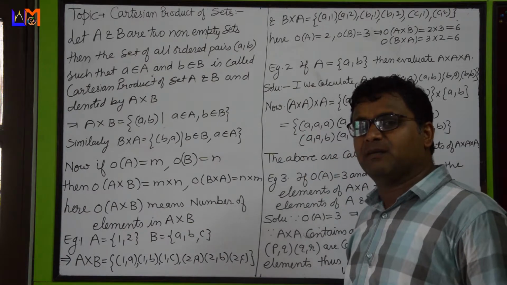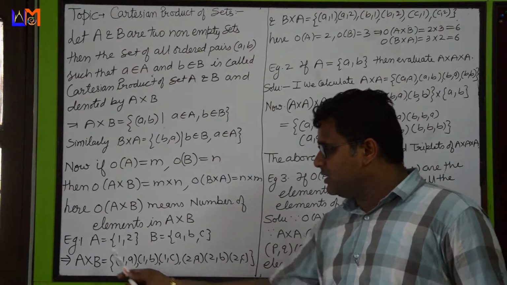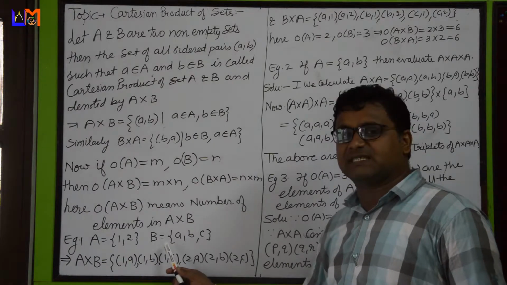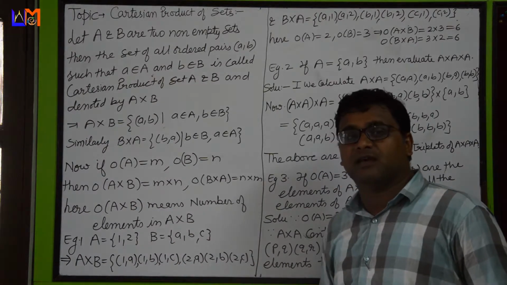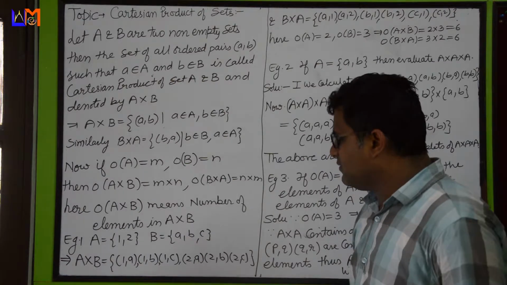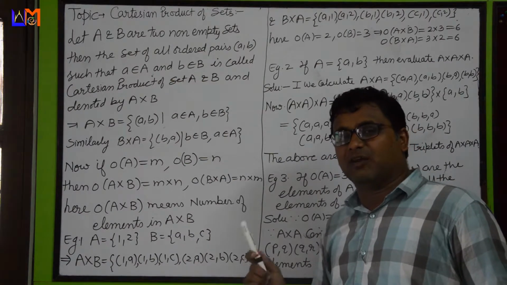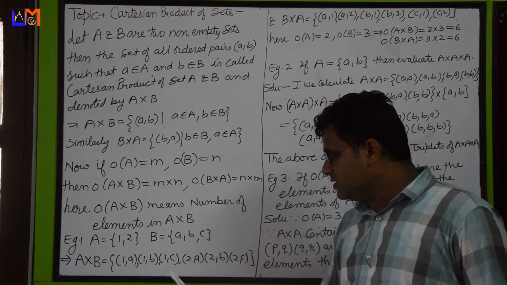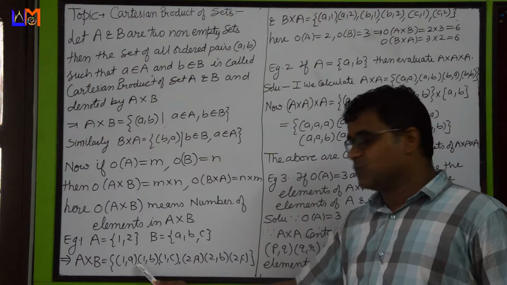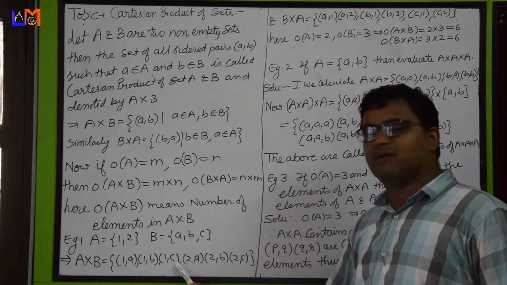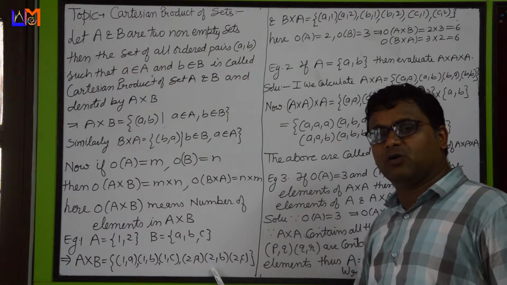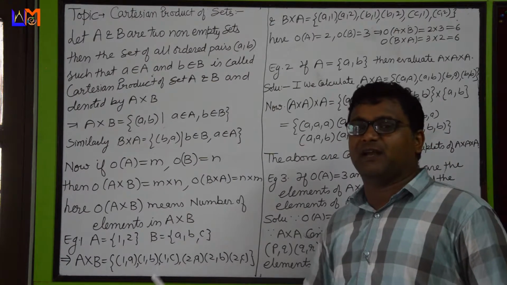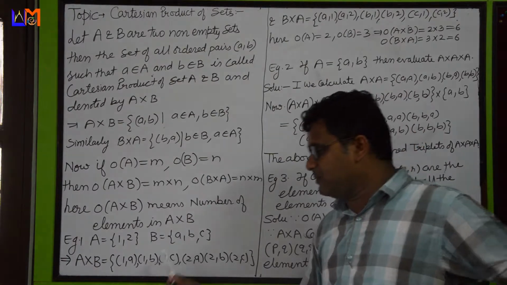Now we will understand by taking an example. Example 1: A is a set containing two elements 1 and 2, B is a set containing three elements a, b and c. Now if we want to write A cross B, we will write in such a manner that in all ordered pairs, the first element will be of A and the second element will be of B. So we are writing (1, a), (1, b), (1, c), (2, a), (2, b), (2, c). So this is the set A cross B and is known as the Cartesian product of A and B.